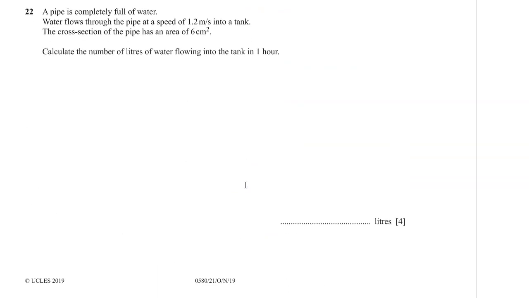Number 22. A pipe is completely full of water. Water flows through the pipe at a speed of 1.2 meters per second into a tank. The cross-section of the pipe has an area of 6 centimeters squared. Calculate the number of liters of water flowing into the tank in 1 hour. So volume in 1 second.